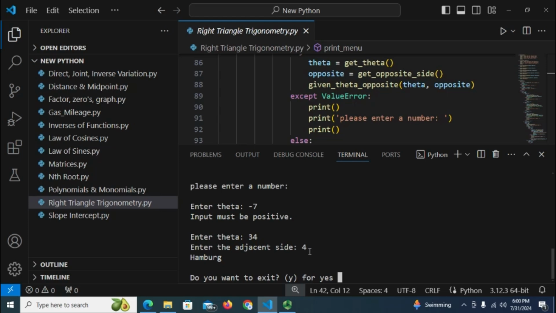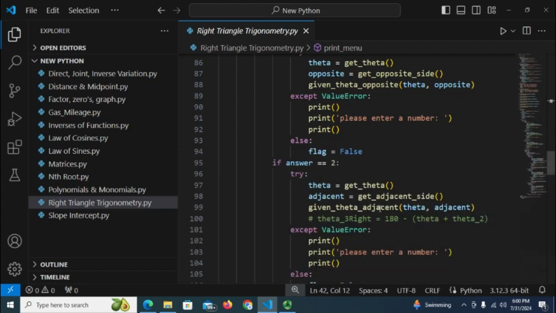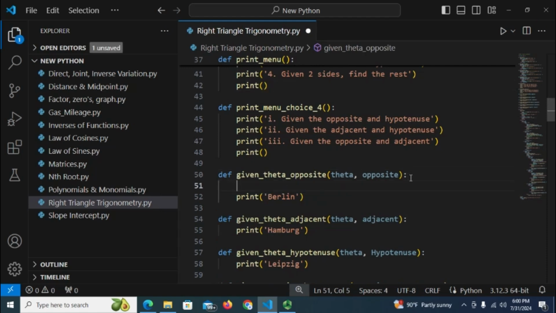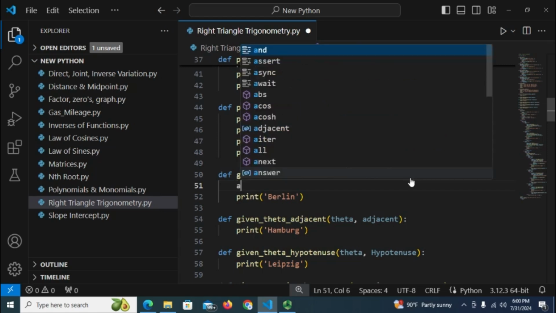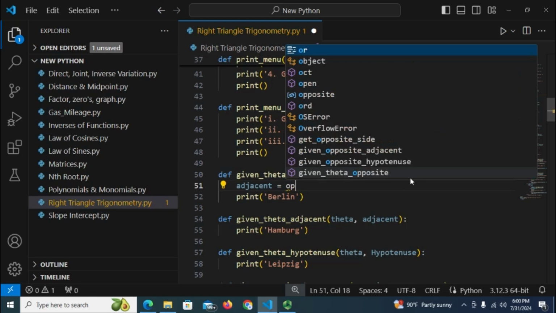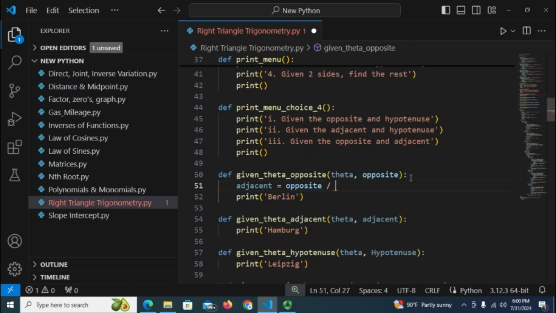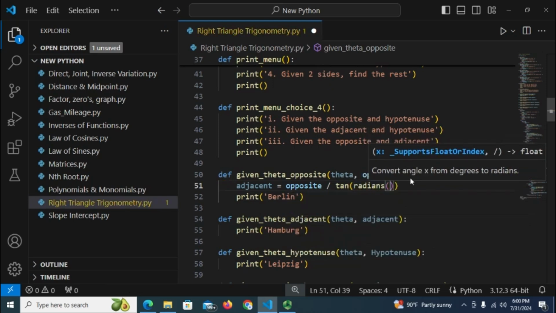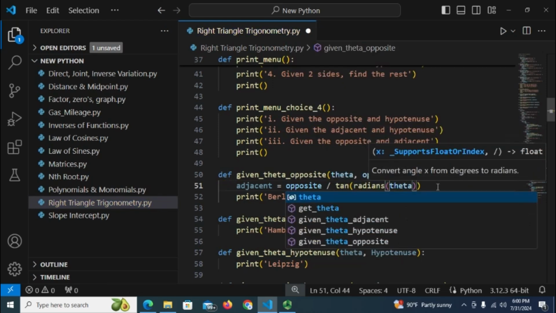So all we have to do now is go to our program and make the changes for the functions here, starting with theta opposite. So I will go ahead and make those functions. For this first function here, we need to come up with some variables. The first one will be adjacent. This equals opposite over tangent radians theta. So this is basically math here.